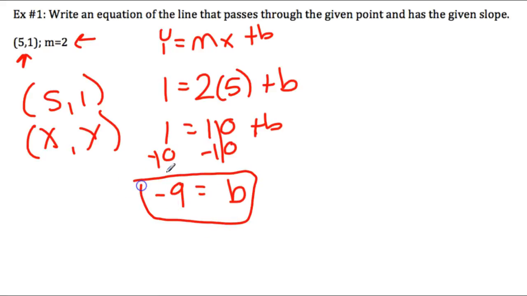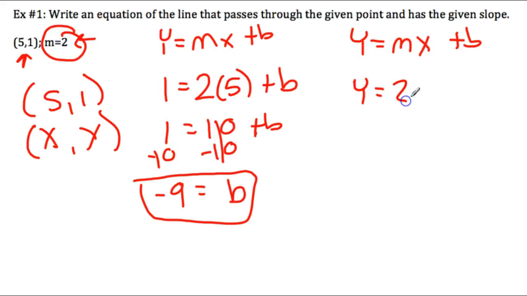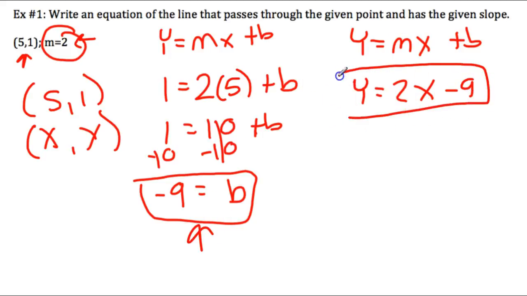So that's my b. So now when I rewrite the equation, y equals mx plus b. Y equals my m, right there, it's 2, x, my b, that's right there, minus 9. Plugged in. Boom.